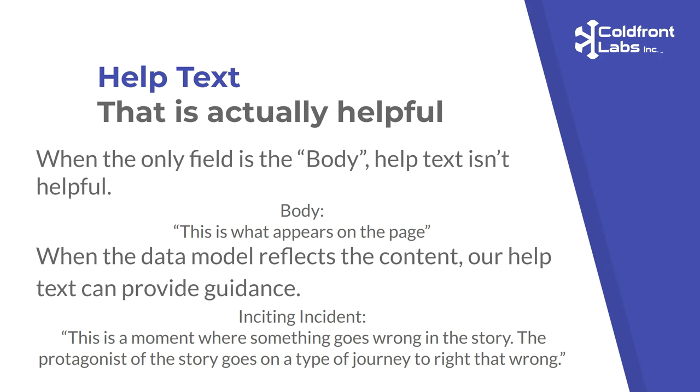So I have an example on the page. Instead of the body, this is what appears on the page. You could have the inciting incident, and this is the moment where something goes wrong in the story. The protagonist of the story goes on a journey to right that wrong. That second bit of help text really gives you a lot more context for what should go in that box than the first one.